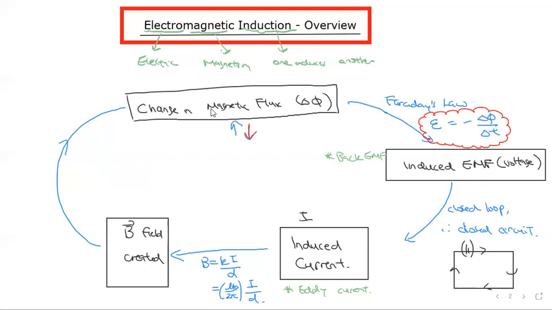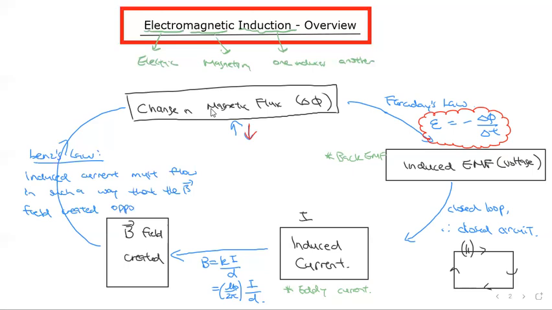So you have Lenz's law, which simply states that the induced current must flow in such a way such that the magnetic field created opposes the original change in flux.